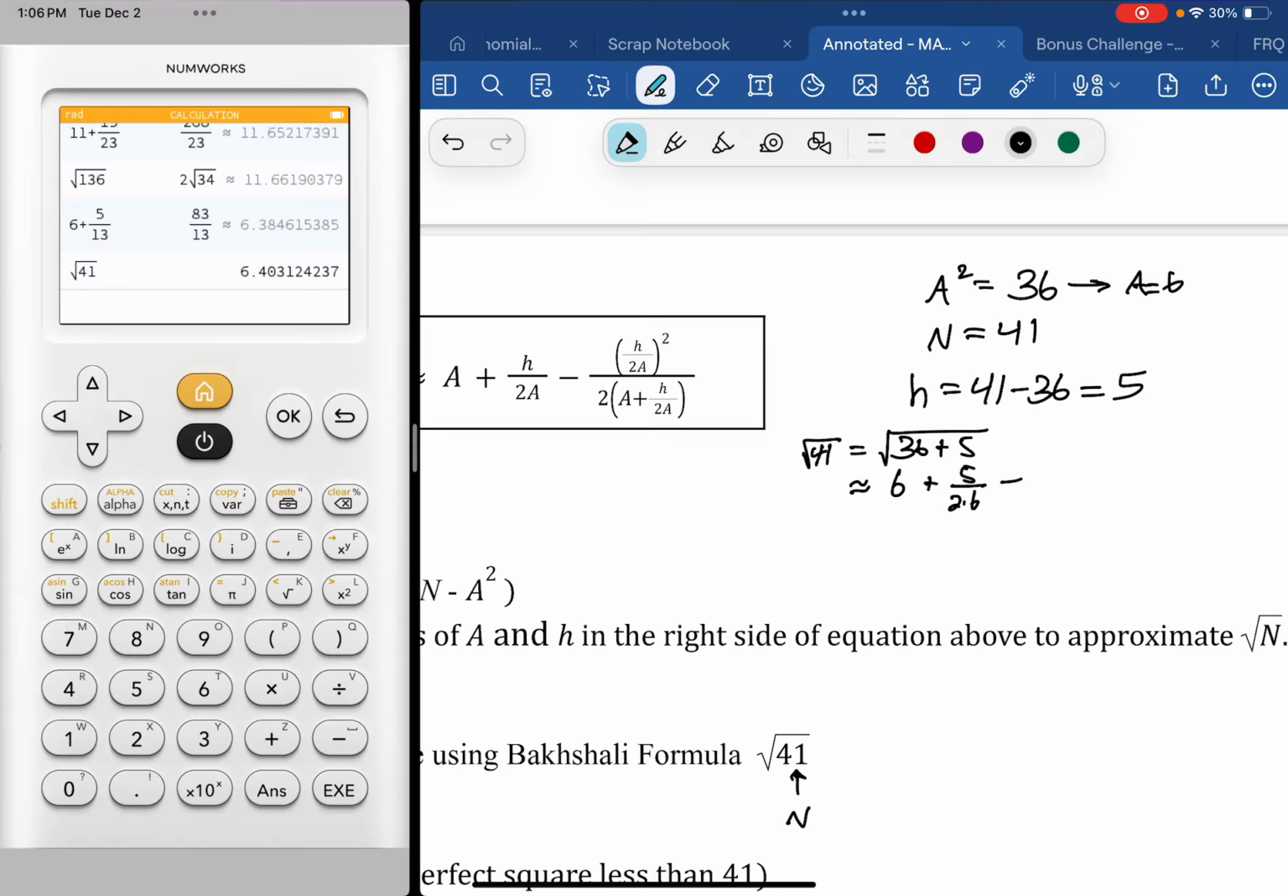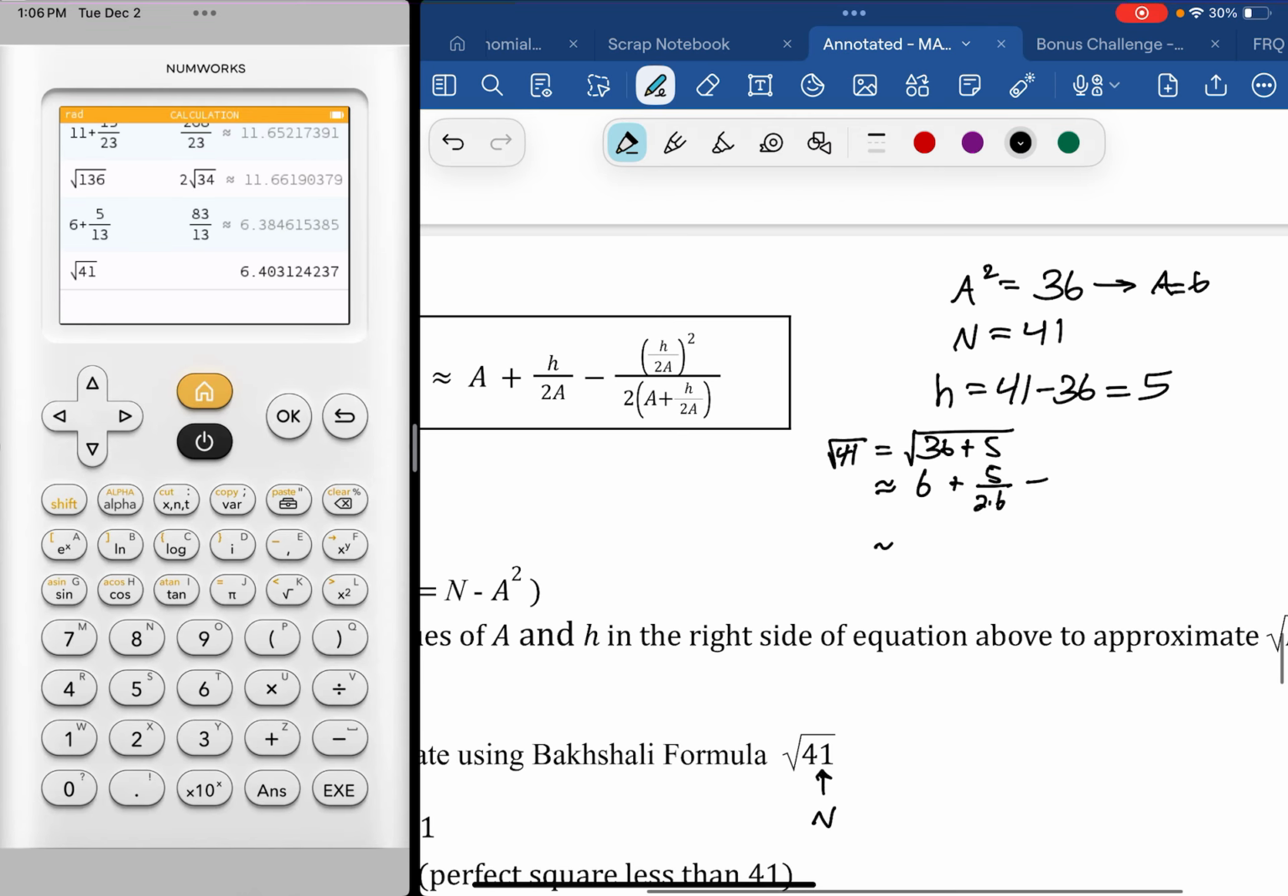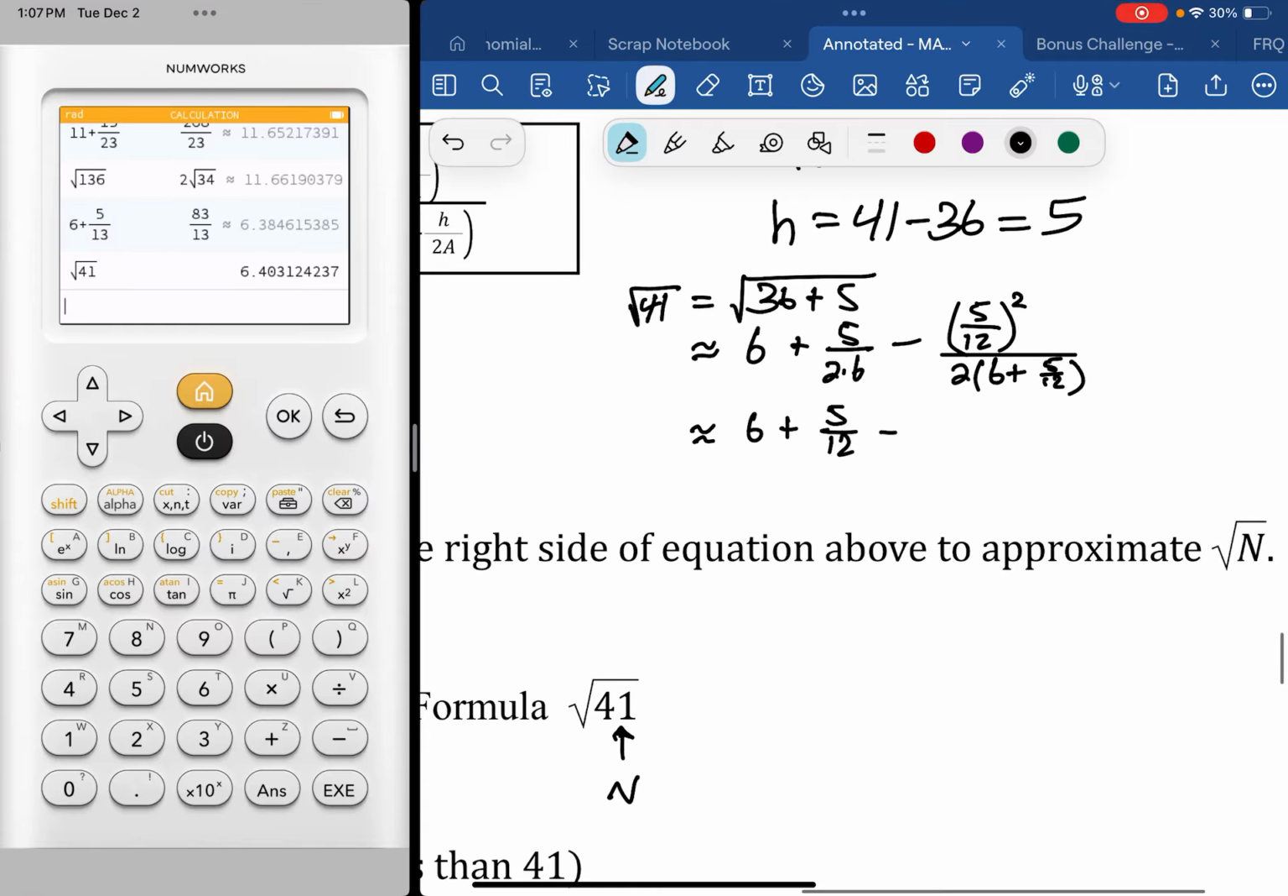But if we go further, I'll rewrite the next step as we go. 6 plus 5 over 12 minus, I'll write this as 5 over 12 now because 5 over 2a, 2 times 6 is 12, over 2 times 6 plus, again, 5 over 12. So that's going to give me 25 over 144. I'm going to compute this.